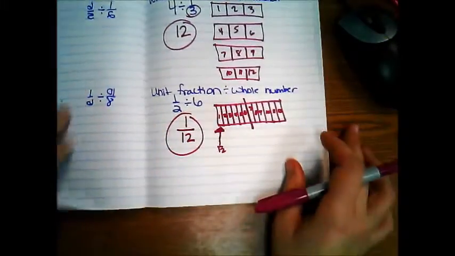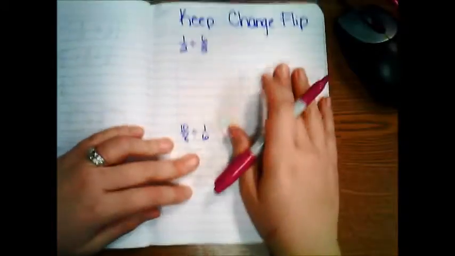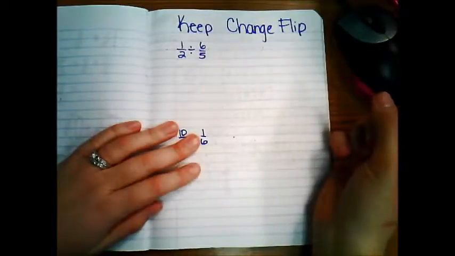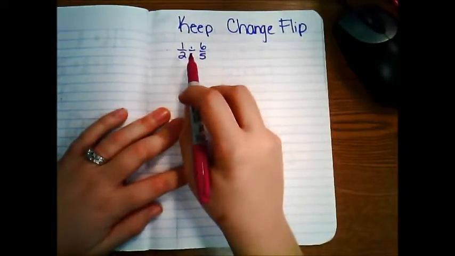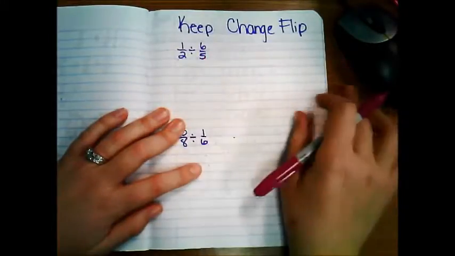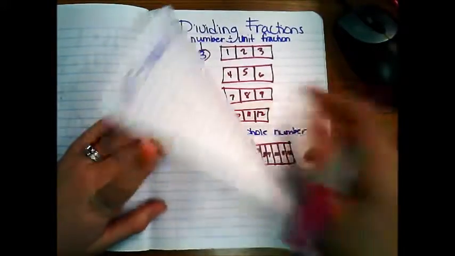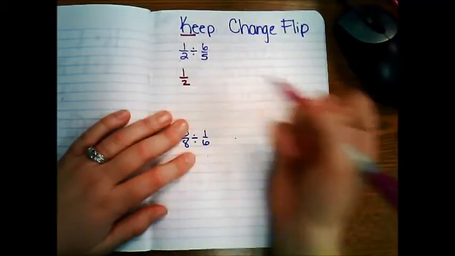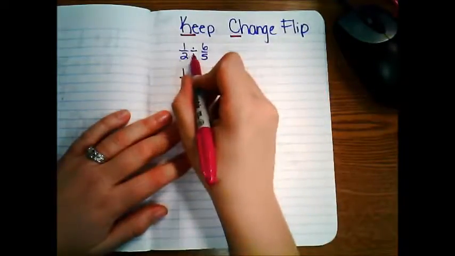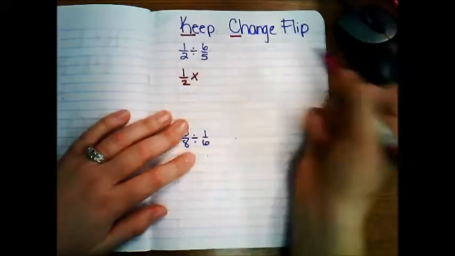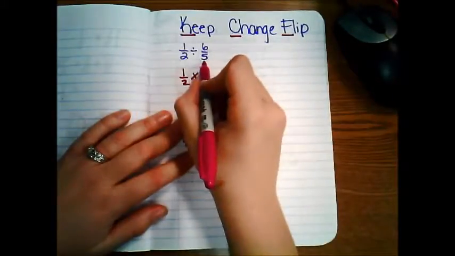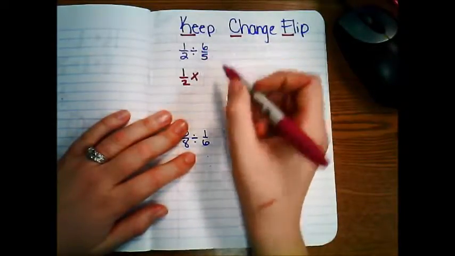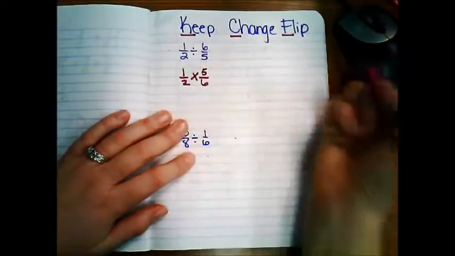Now, the way we learned yesterday was keep, change, flip. This works for any problem that we come across. So we're going to look at 1/2 divided by 6/5. And this method will even work when we are doing something like this. So here we go. We're going to keep our first number, which happens to be 1/2. Then we're going to change our division sign into a multiplication sign, and finally we will flip our second fraction. So our fraction is 6/5, so we're going to flip it to be 5/6.